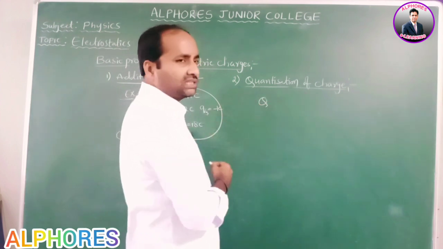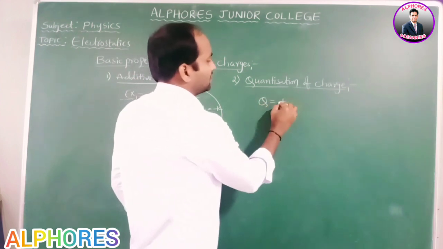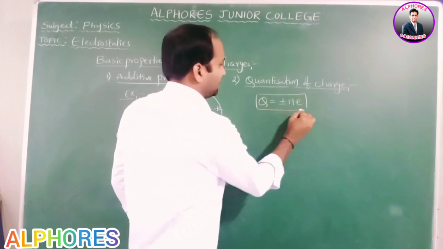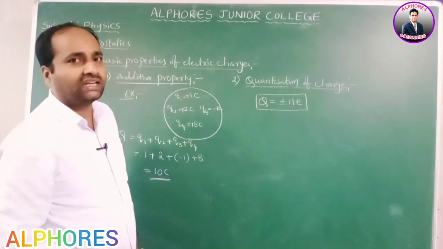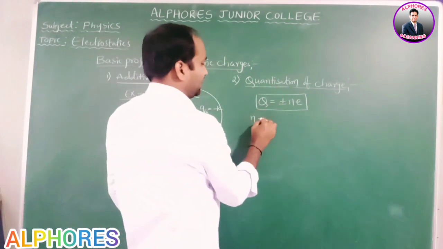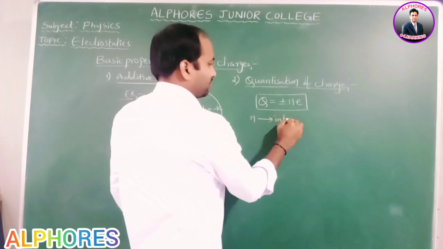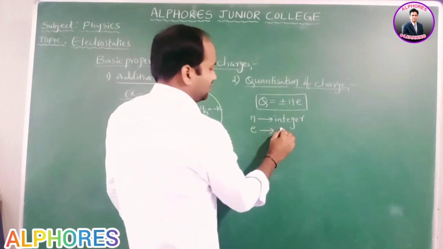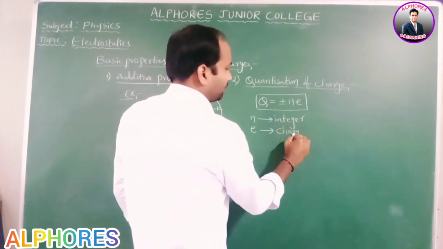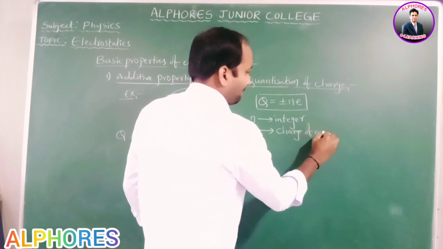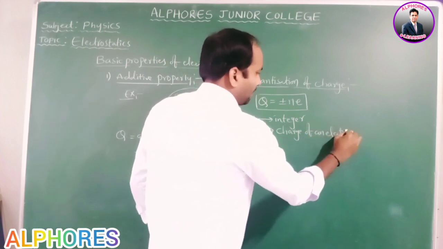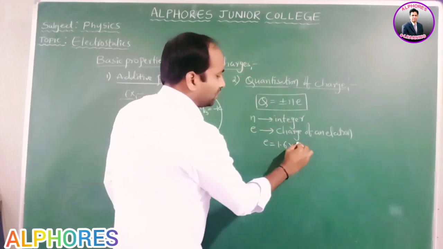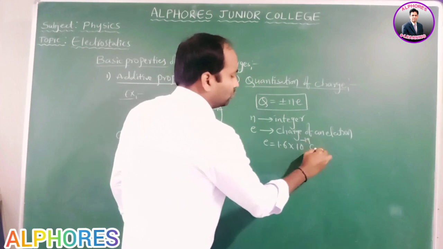Mathematically, it can be written as capital Q equals plus or minus n e. Here n stands for an integer, and small e is the charge of an electron. Its value is 1.6 into 10 to the power of minus 19 coulombs.